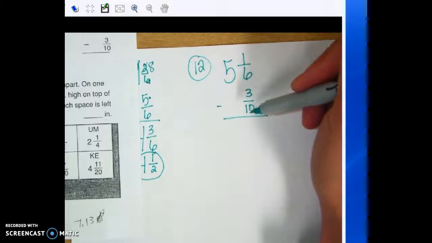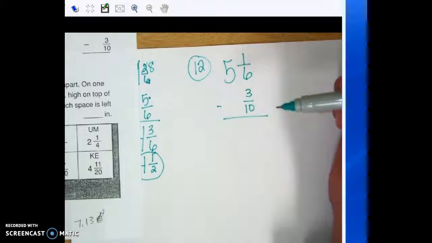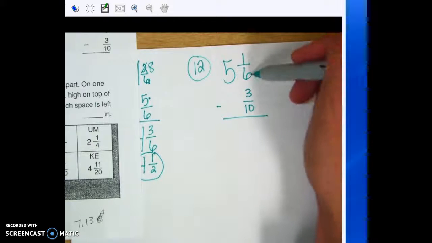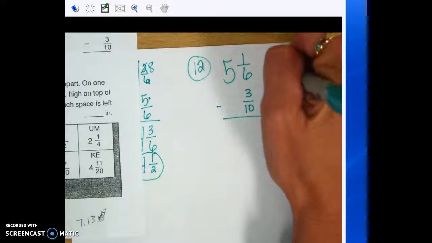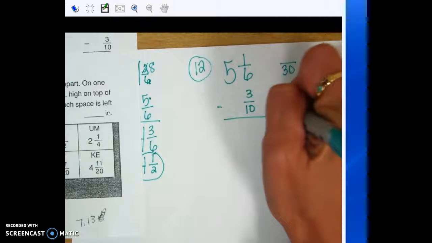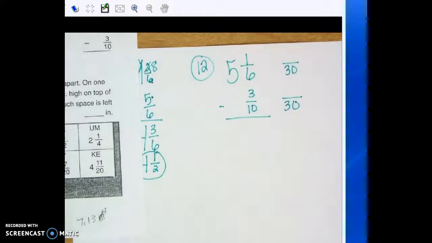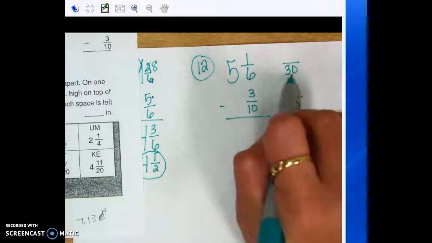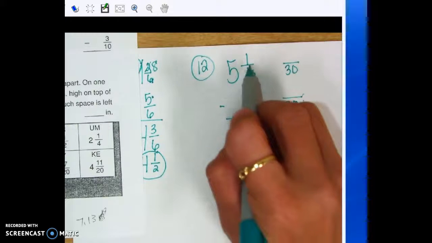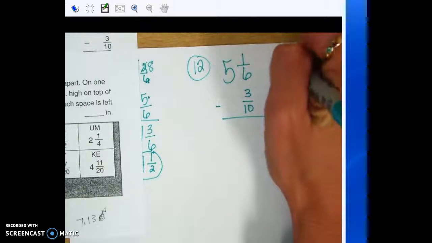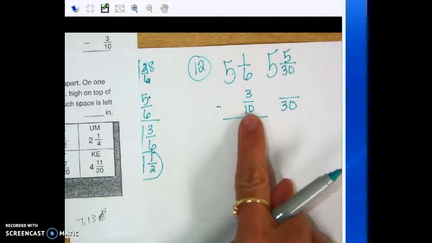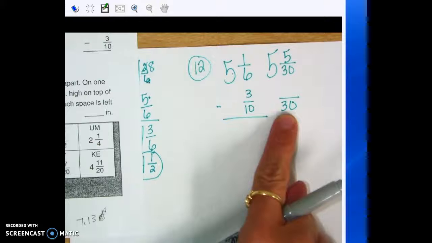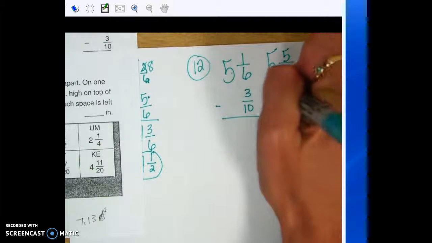You have 10, 20, 30, 40, 50. I want to know which of those 6 will go into. I could get all the way to 60, but also they both go into 30. So I'm going to change both of my fractions to have a 30 on the bottom. To get from 6 to 30, that would be times 5. So I have to multiply the top number by 5. And this whole number stays the same. To get from 10 to 30, I would multiply by 3. So 3 times 3 would be 9.